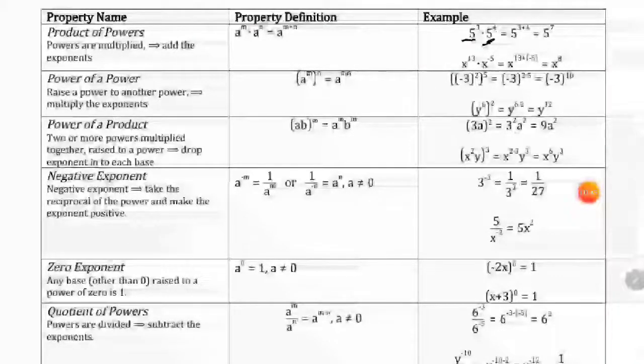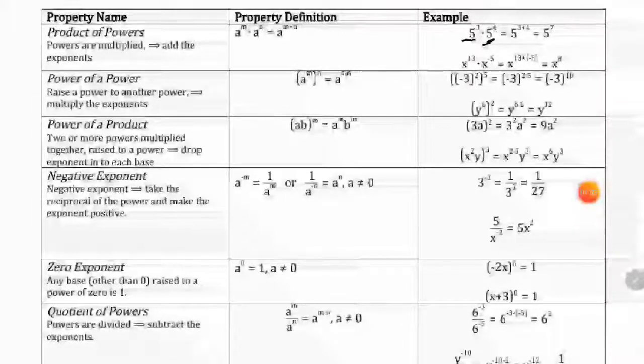Our second example here, x to the 13 times x to the negative fifth. So that would be x to the 13 plus a negative 5, which becomes x to the eighth. Alright, second property, power of a power. Raise a power to another power, multiply exponents.